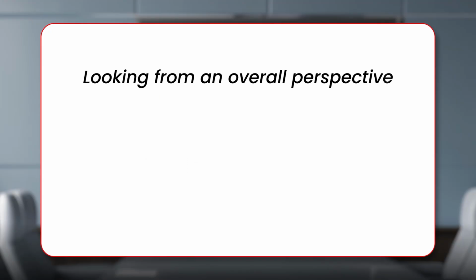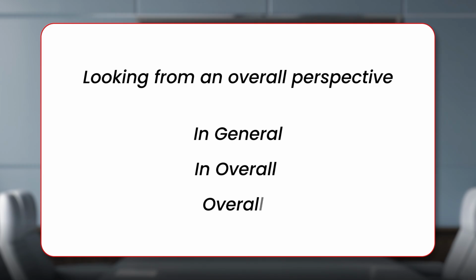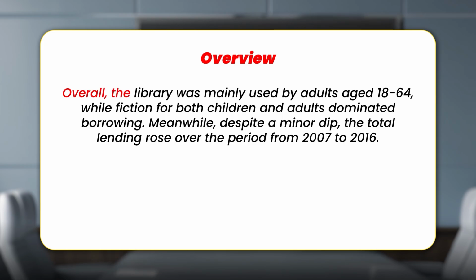Your overview should begin with a phrase or a word that tells the examiner that this is the overview paragraph. So you can use any of those phrases like looking from an overall perspective, in general, or in overall, or just overall. Overall, the library was mainly used by adults aged 18 to 64. So this was our first main feature, while fiction for both children and adults dominated borrowing. Now, this was basically the second feature from the table. So we have clubbed them together in one sentence.